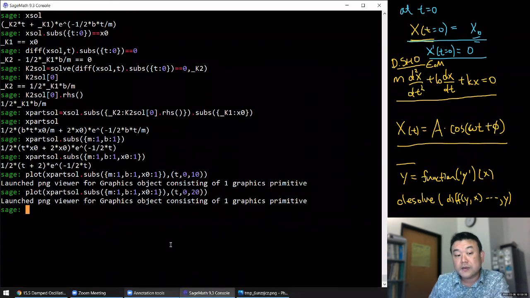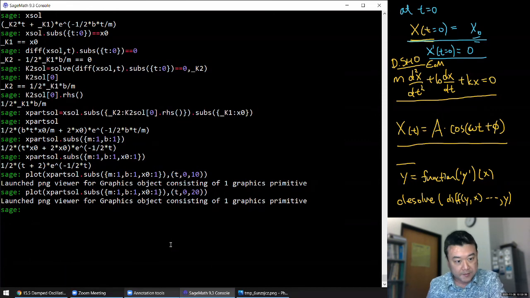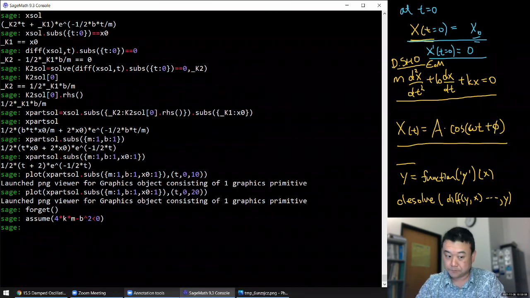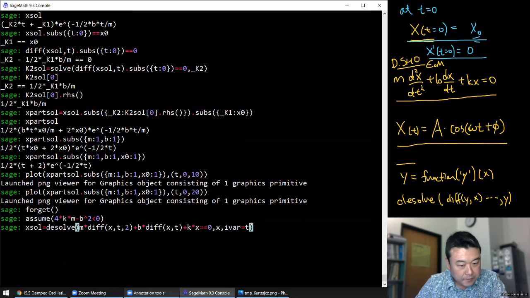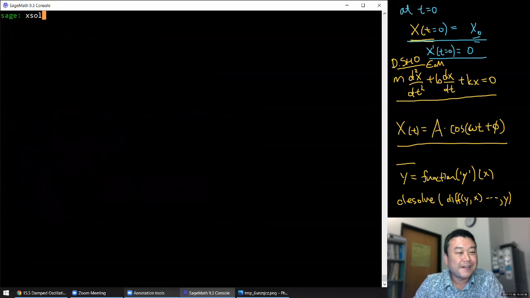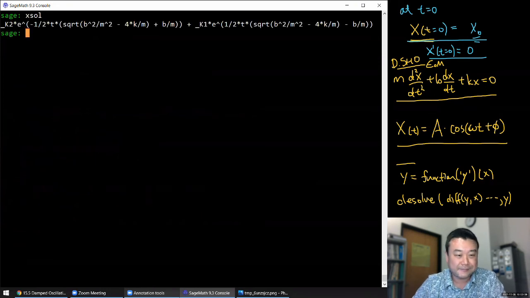And let's work out the overdamped case. The overdamped case is where, in this assumption, you say this is not zero, it's now negative. So let me just forget that, and then bring in that assumption. Say this is now negative, and let's see if we can get a solution. Okay, yeah, that was quick. Just got a solution. The solution is that I don't know.